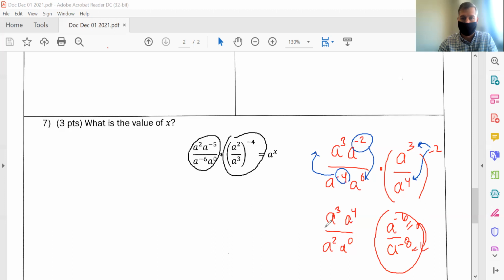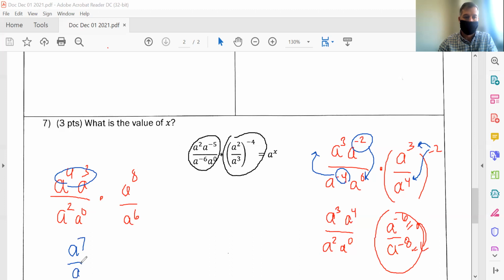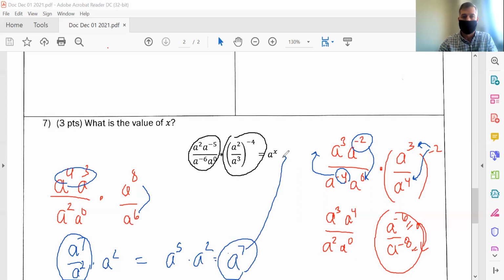So let's rewrite this over here. A to the 4th, a to the 3rd over a squared, a to the 0 times a to the 8th over a to the 6th power. Now I can start to reduce this a little bit more. These give me a to the 7th. This gives me a squared. These get subtracted, a squared. Now those get subtracted. We get a to the 5th times a squared. Those get added. We get a to the 7th power. That would be my answer. That would be my next value.